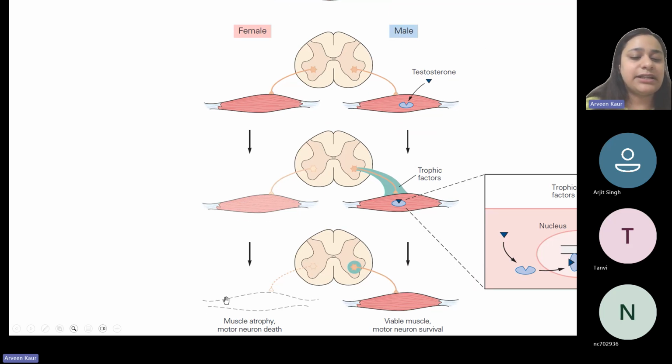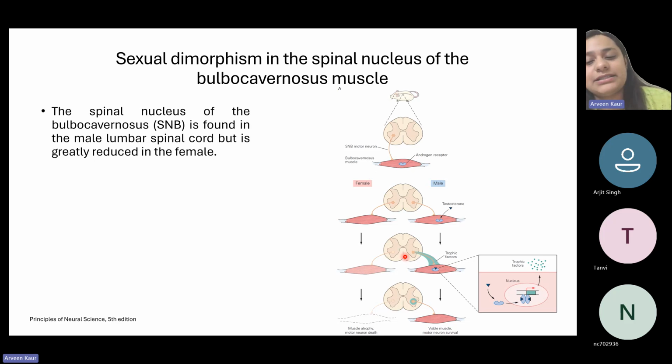And this will subsequently lead to muscle atrophy and motor neuron death. So the muscle will die, and the corresponding motor neuron will also die. But over here, because there is a viable connection between this motor neuron and the muscle, the muscle will be viable and motor neuron survival will still happen. So this is a muscle that is only developed in the male and not in the female. So it will obviously have something to do with some sexual characteristic that is present only in the male and not in the female.